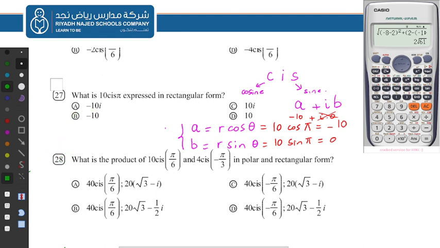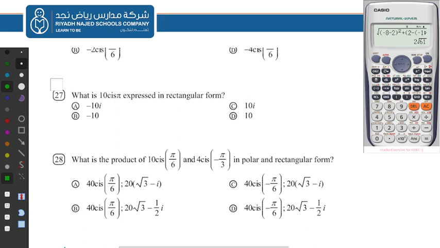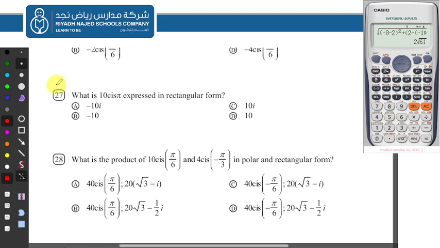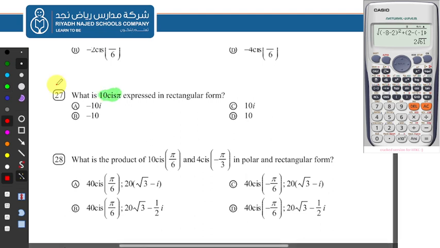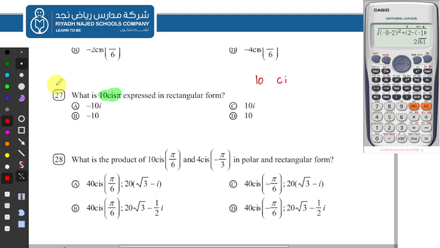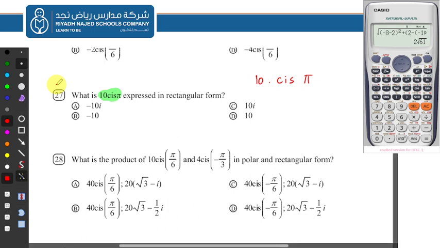Question 27, you have a complex number, but the complex number is presented in a new form, a different form. This is not the usual form. This is the complex number: 10 CIS of pi. This is multiplication, 10 times CIS of pi.